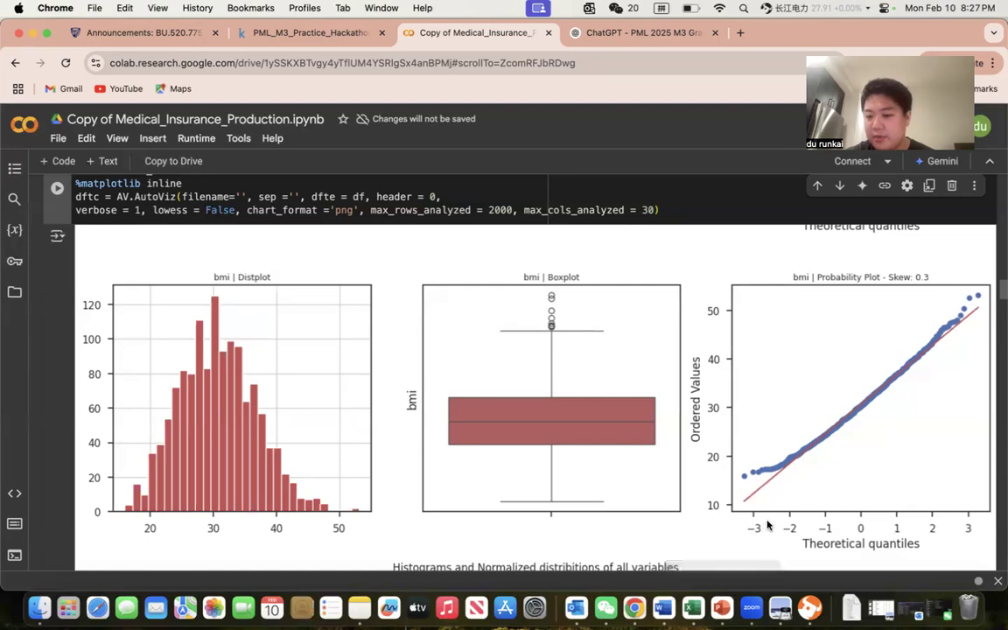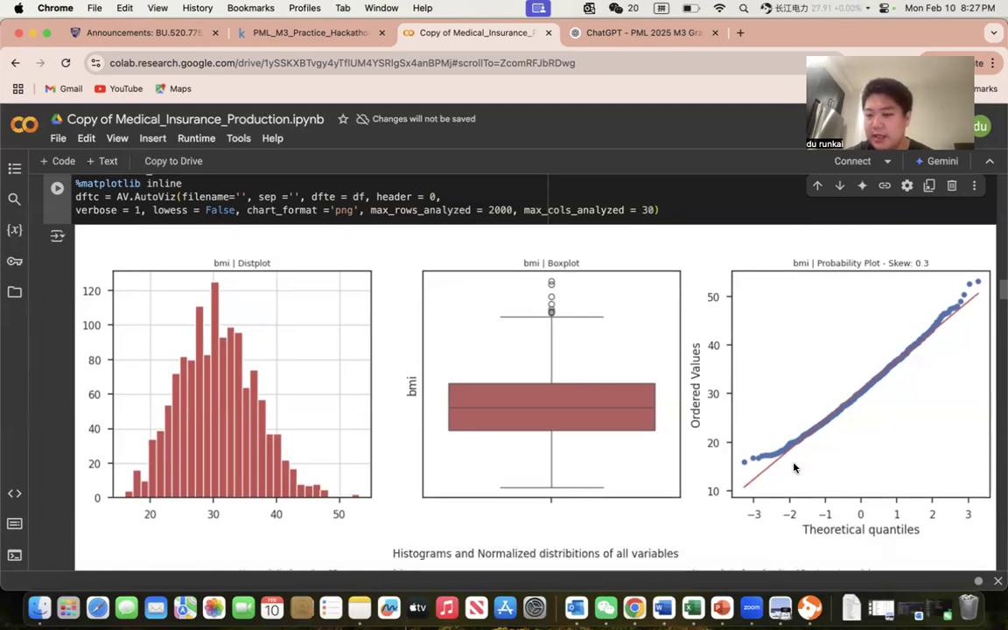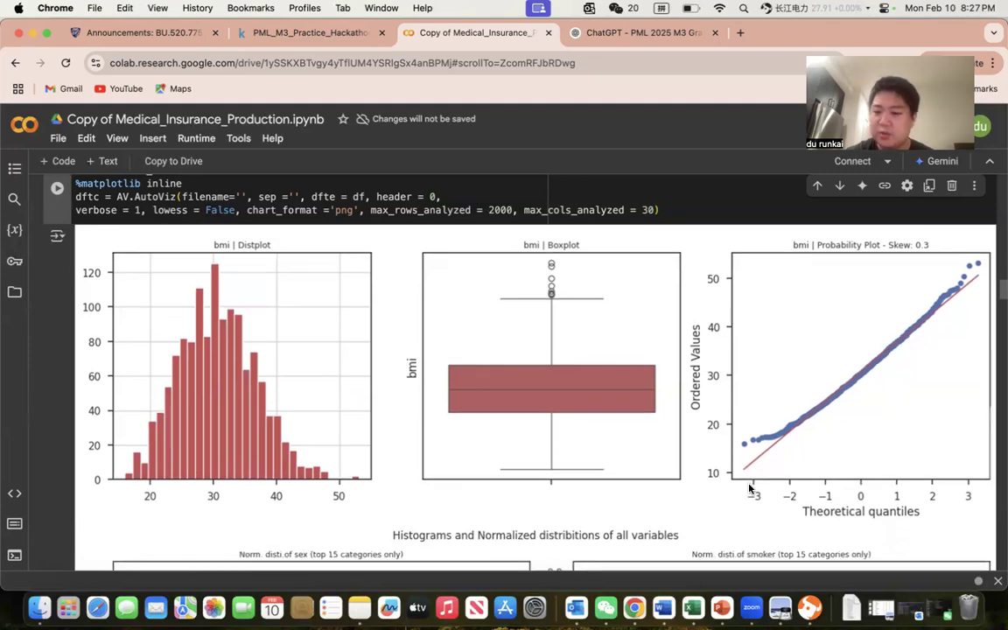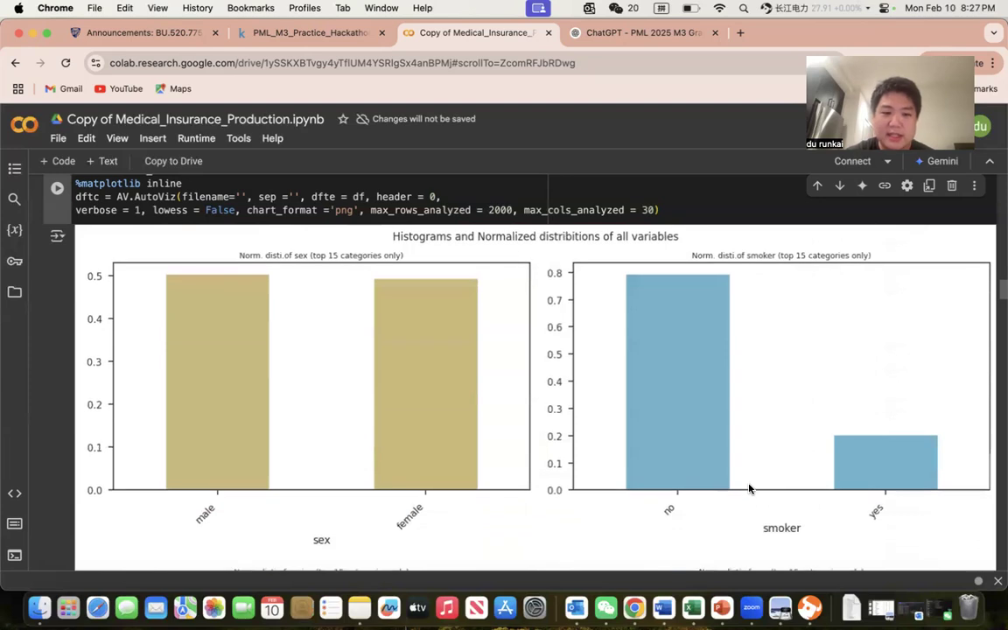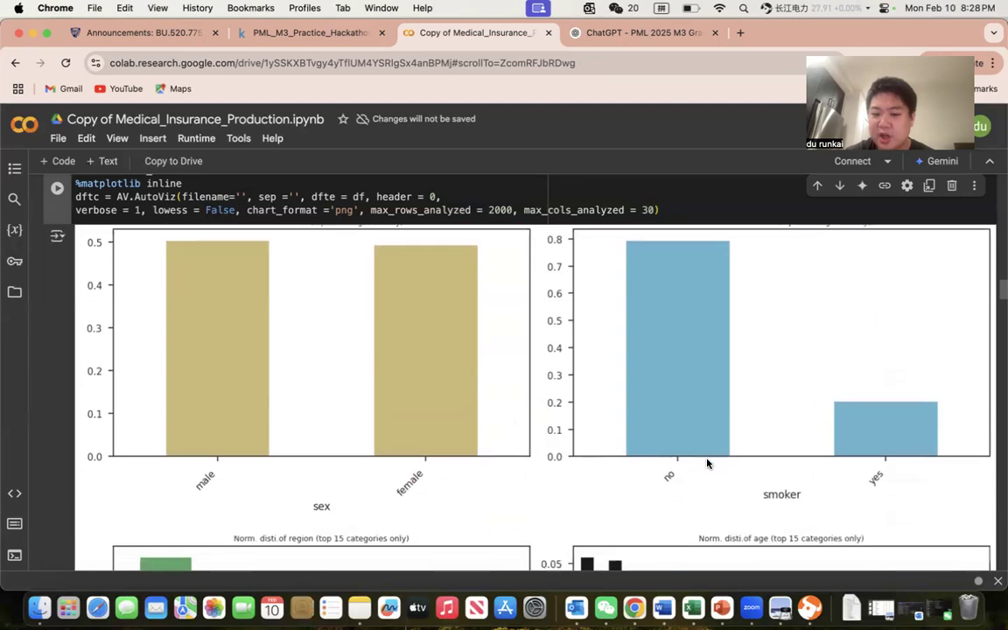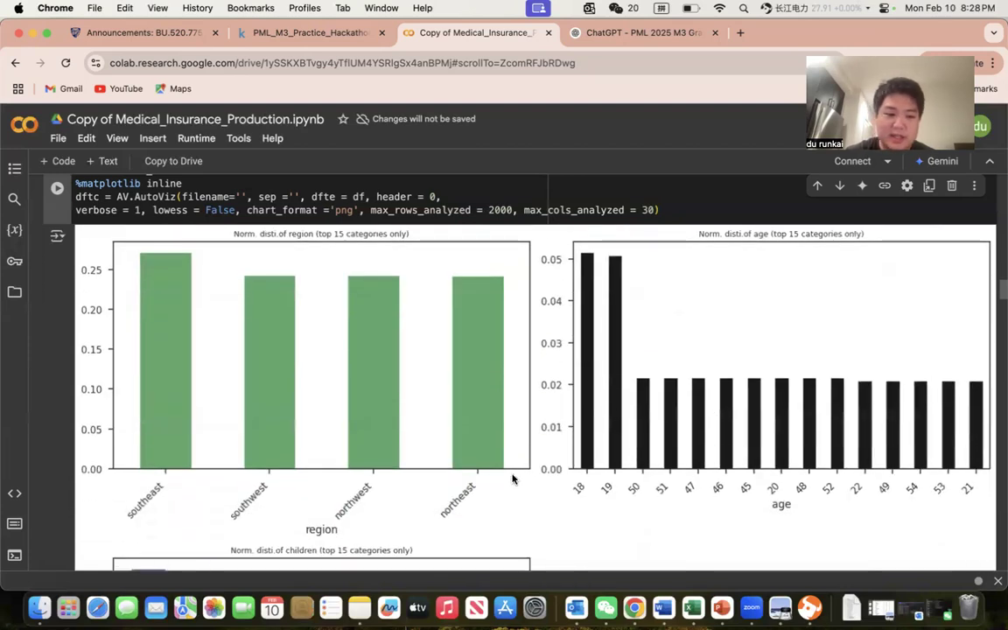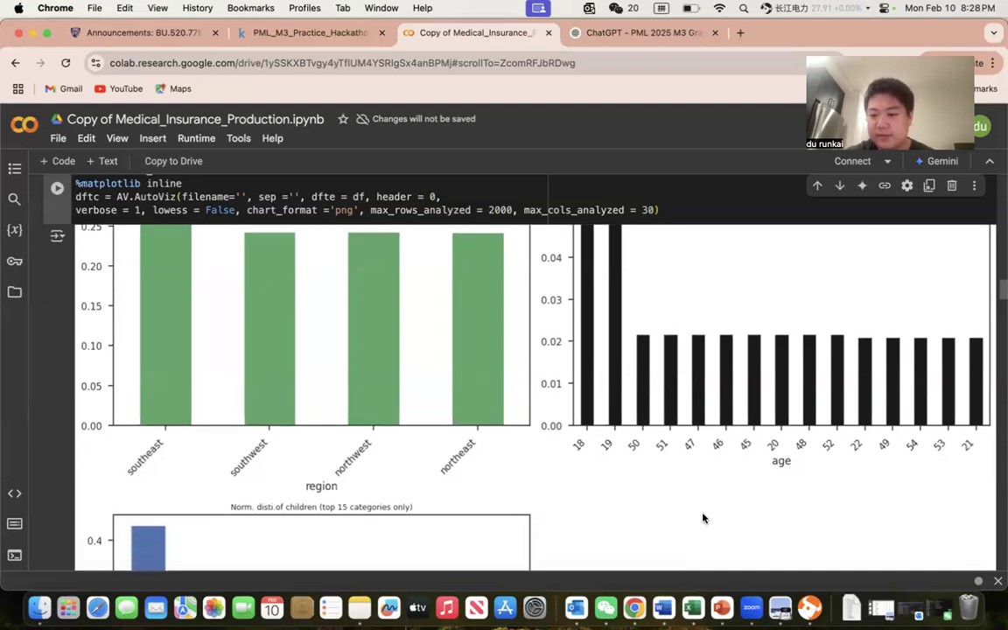The probability plot for the BMI is nearly linear, so it doesn't matter for this one. For sex, the numbers of male and female are nearly the same. And a lot of people in the data set are non-smokers. For the regions, whether people are from southeast, southwest, northwest, or northeast, the distribution for the regions is nearly the same. And a lot of people are concentrated at 18 and 19 years old.